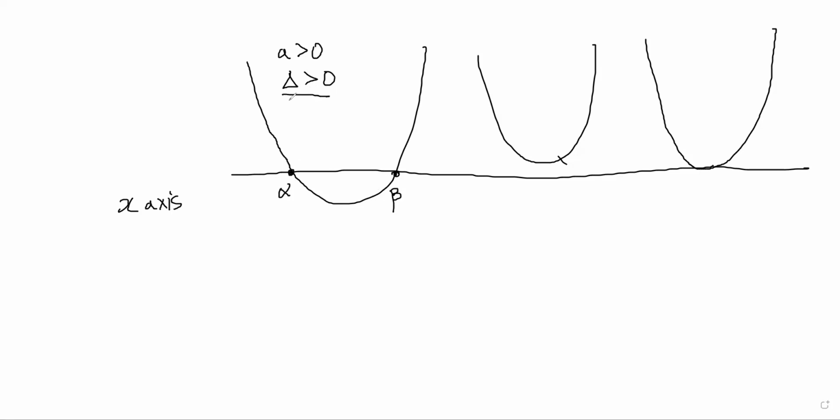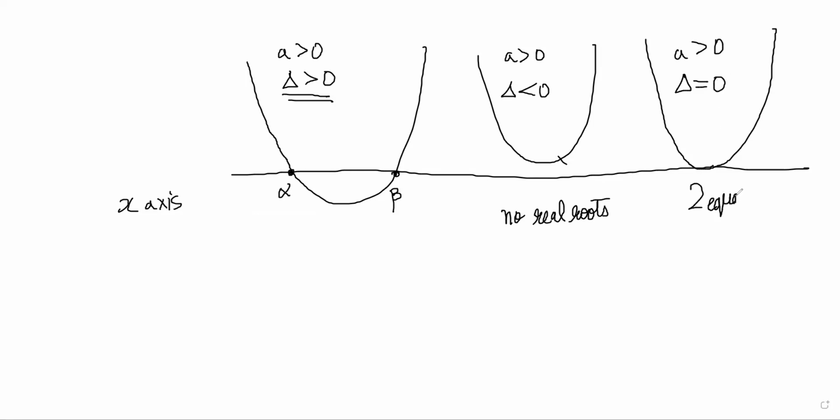And for discriminant greater than 0, you have two distinct roots. This is the situation where a is greater than 0 because the parabola opens upward, but discriminant is less than 0. So it never cuts the x-axis, so no real roots here. And this is the situation where a is greater than 0, where discriminant is equal to 0. So there are two equal roots. And the x-axis becomes the tangent to the parabolic curve, right?